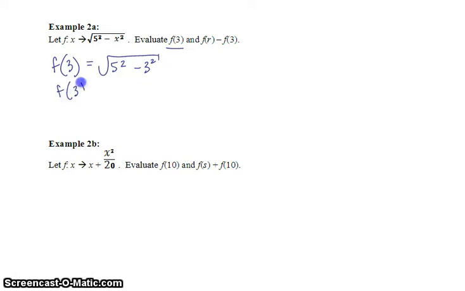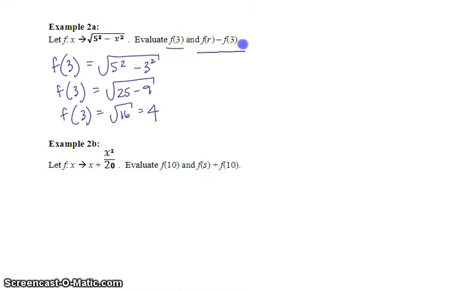So f of 3, 5 squared is 25 minus 3 squared is 9. And then f of 3, 25 minus 9 is 16. Square root of 16 equals 4. So f of 3 equals 4. The value of the function is 4. Now they want to do something a little different. They want to do f of r minus f of 3.